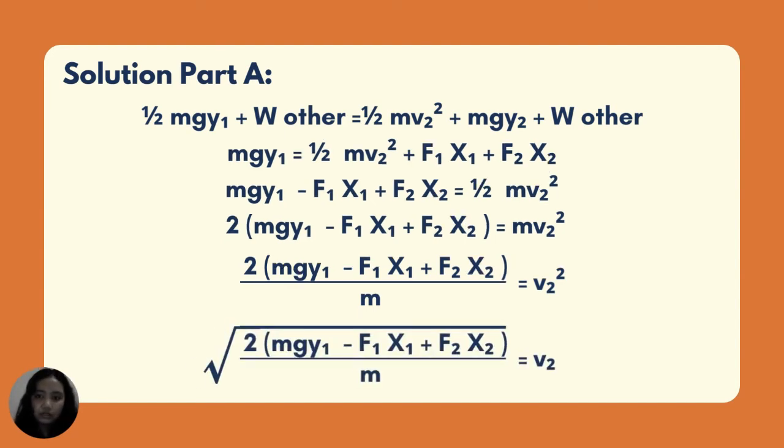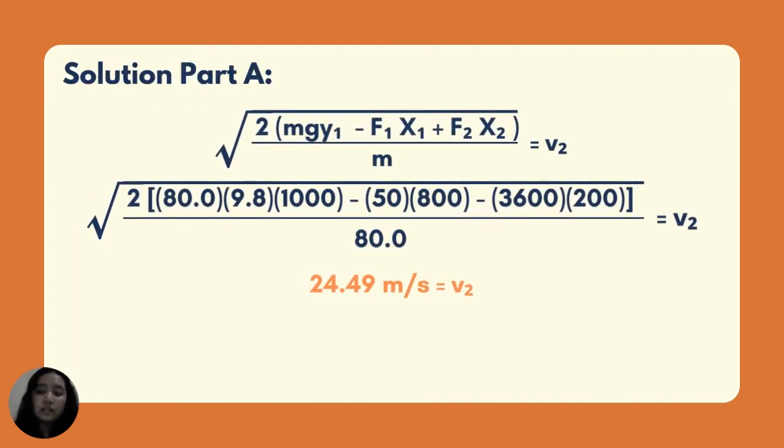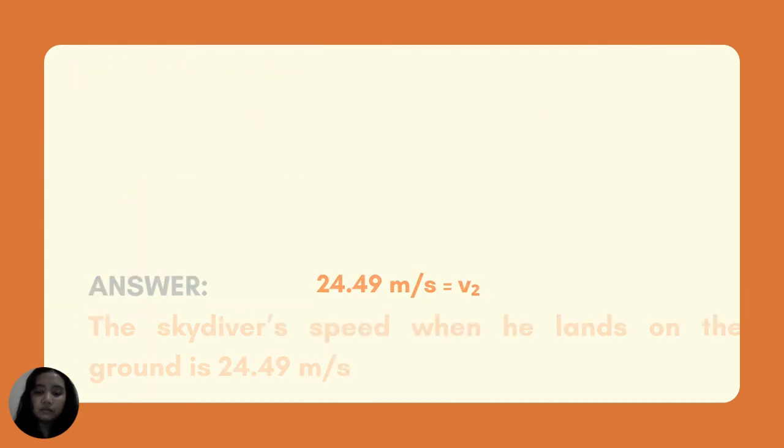To solve, let us input our given first and solve accordingly. And after calculating the equation, we now have v2 is equal to 24.49 meters per second. Finally, we have the answer for part A. The skydiver's speed when he lands on the ground is 24.49 meters per second.